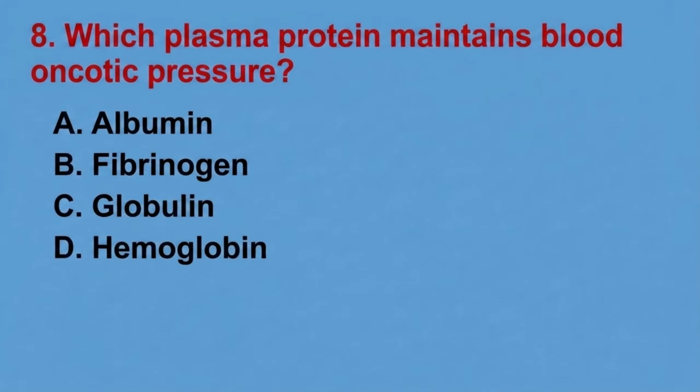So the correct answer is A, albumin. As I mentioned earlier in question 7, albumin is the most abundant protein found in plasma, and it plays a major role in maintaining plasma oncotic pressure. It helps keep fluid inside blood vessels by attracting and retaining water.